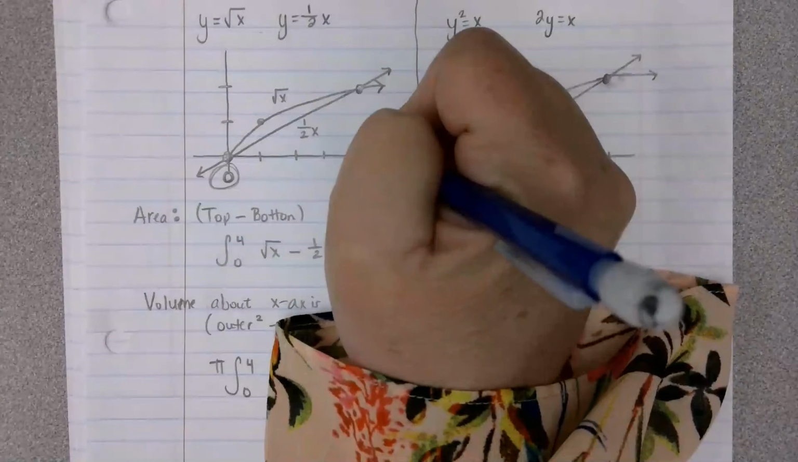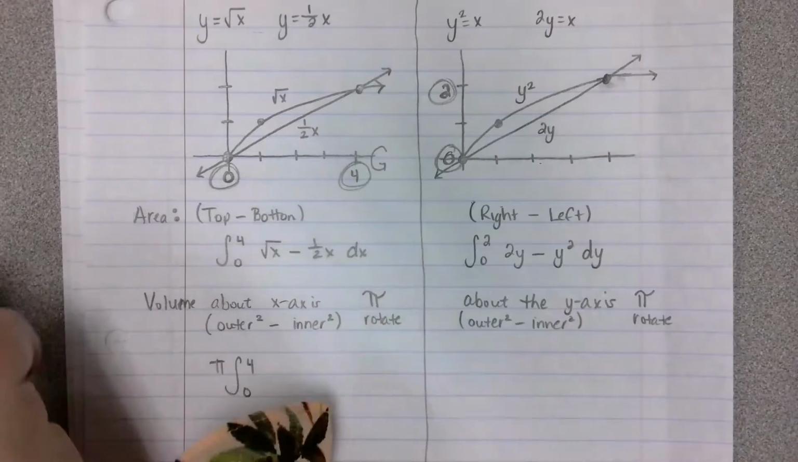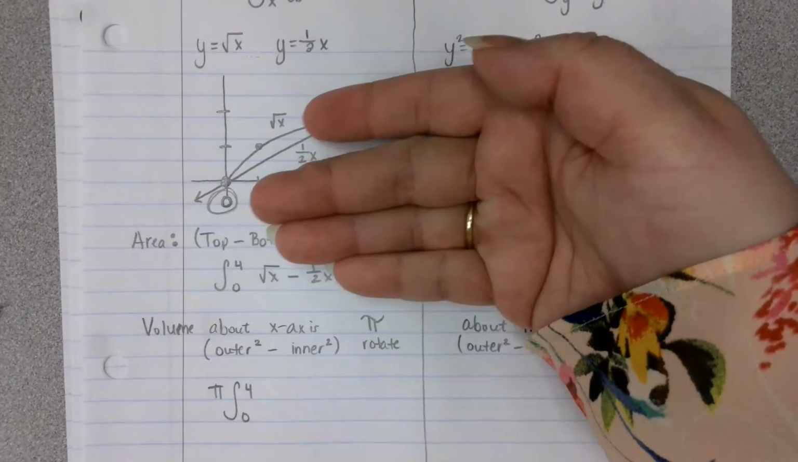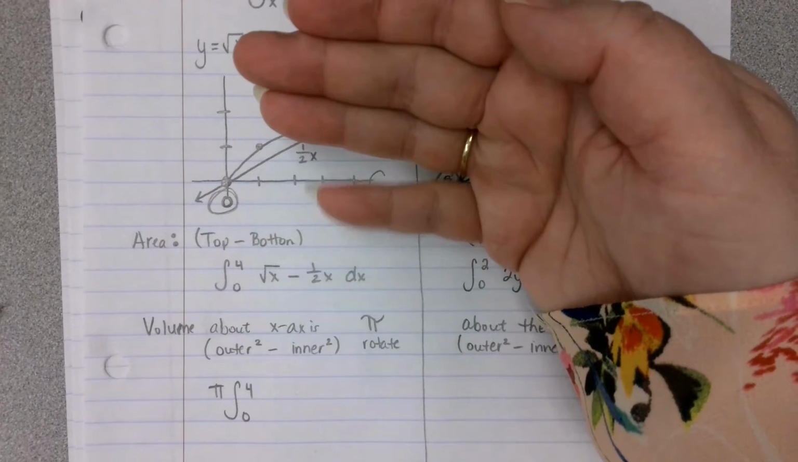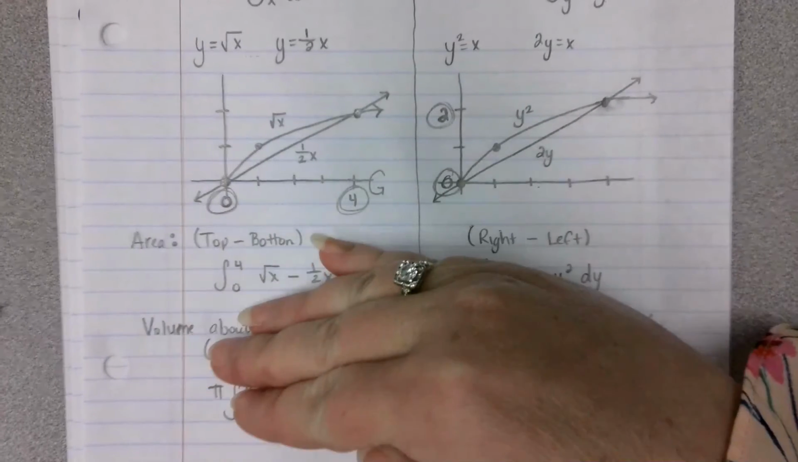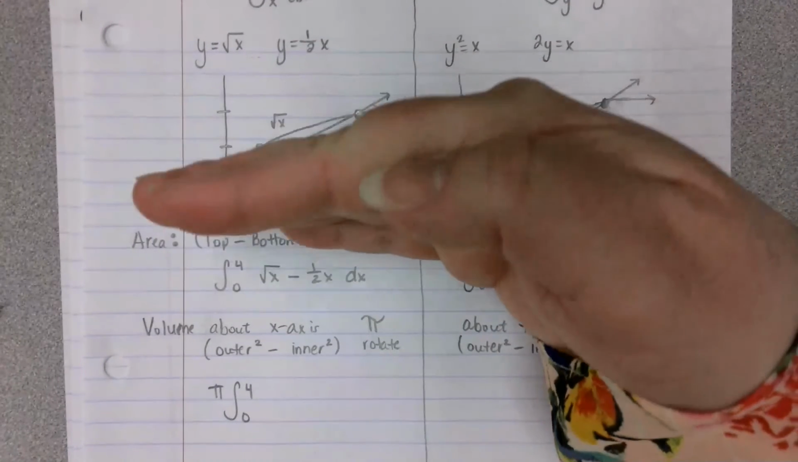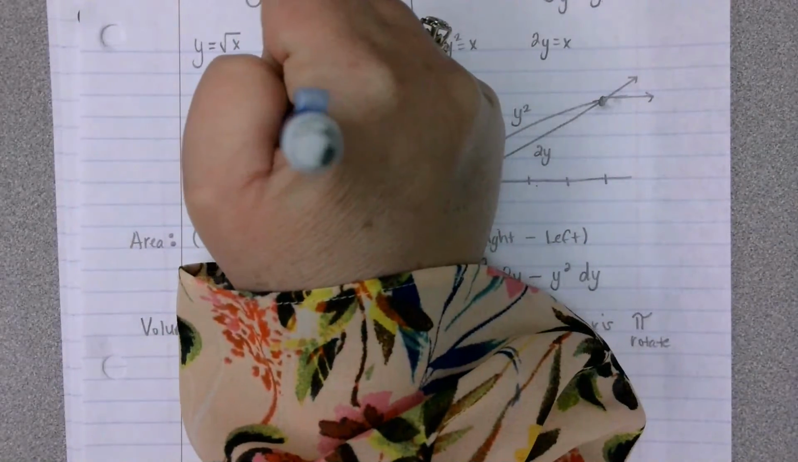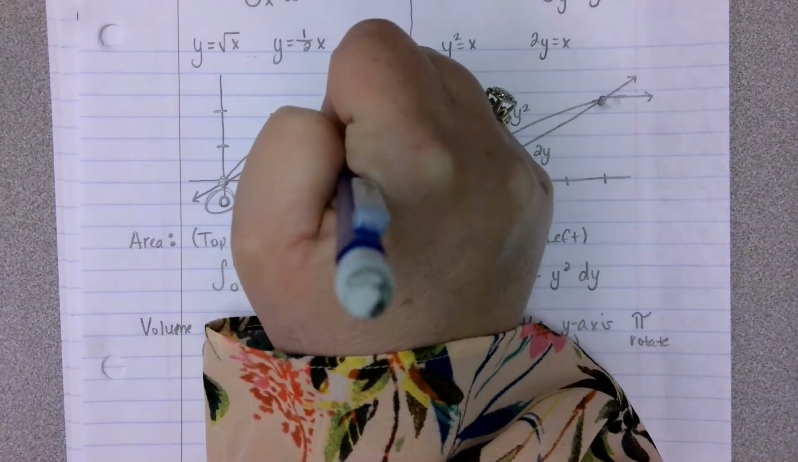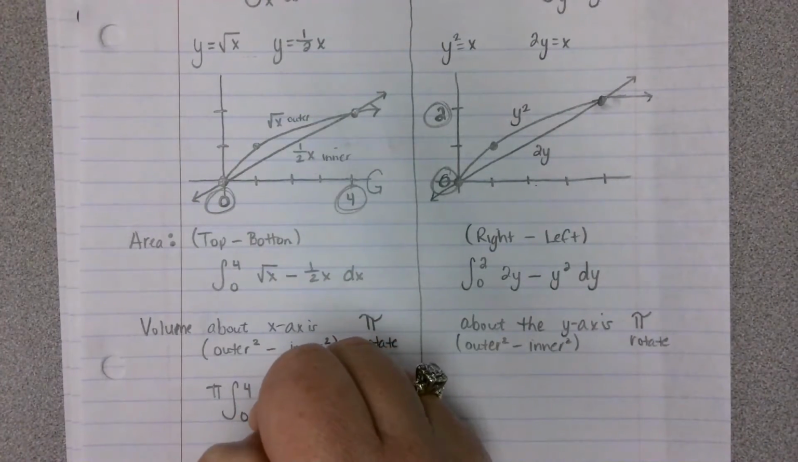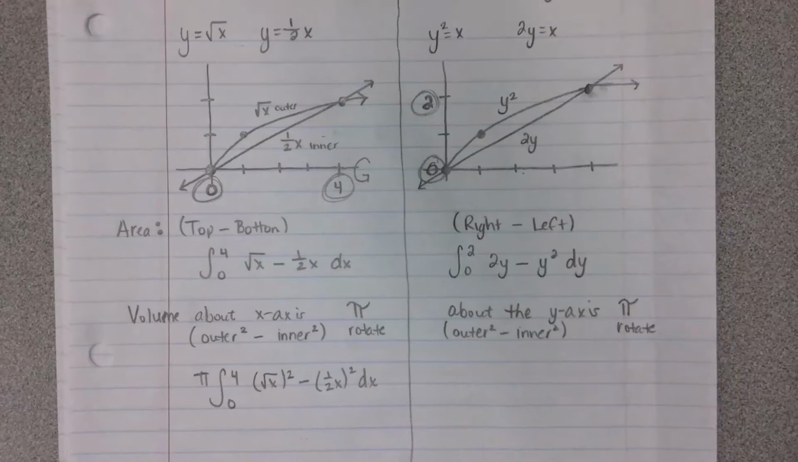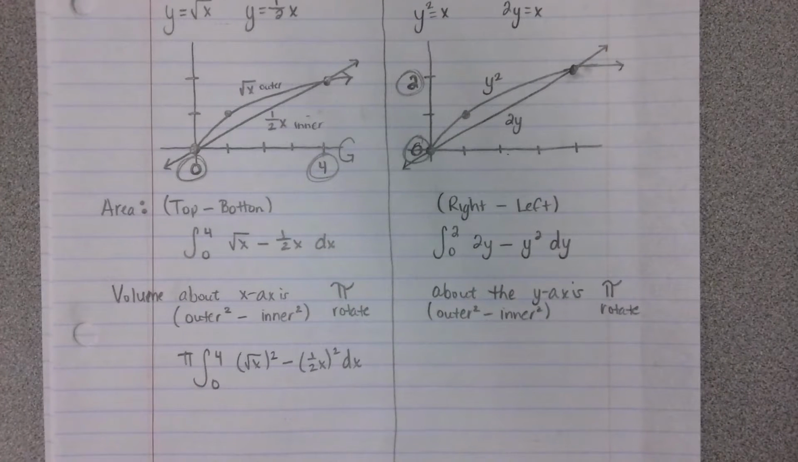Now, if we're rotating about the x-axis, remember you have to figure out which one's the outer and which one's the inner. And now you can see my hand. So if my pointer finger is that square root of x, and my pinky is the 1/2 x, and I rotate this way, notice how my pinky is on the inside, and my pointer finger is the one coming on the outside, which means this one's the outer, and this one's the inner. So if I do outer squared minus inner squared, it would be set up that way. Pi from 0 to 4 of square root of x squared minus 1/2 x squared dx.